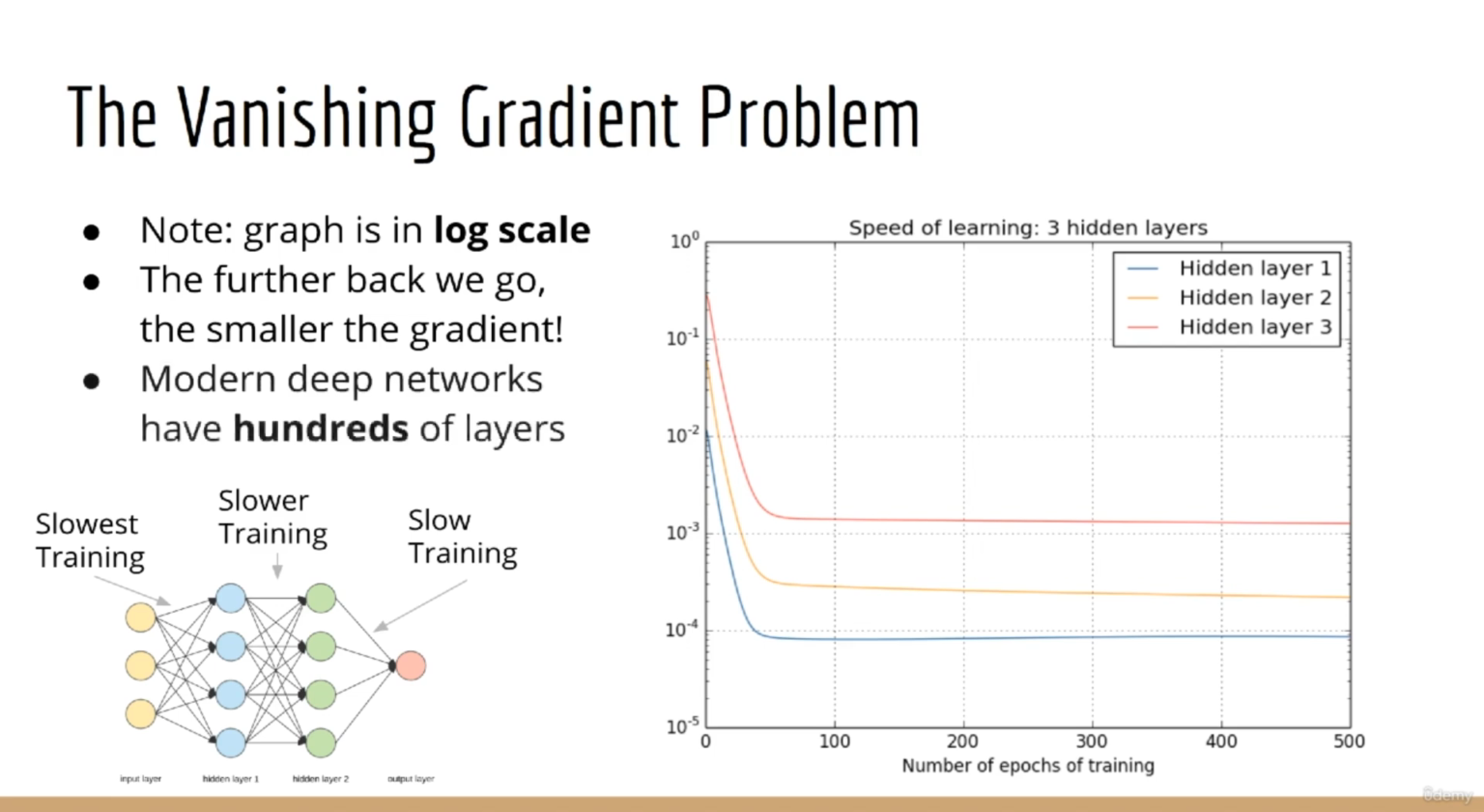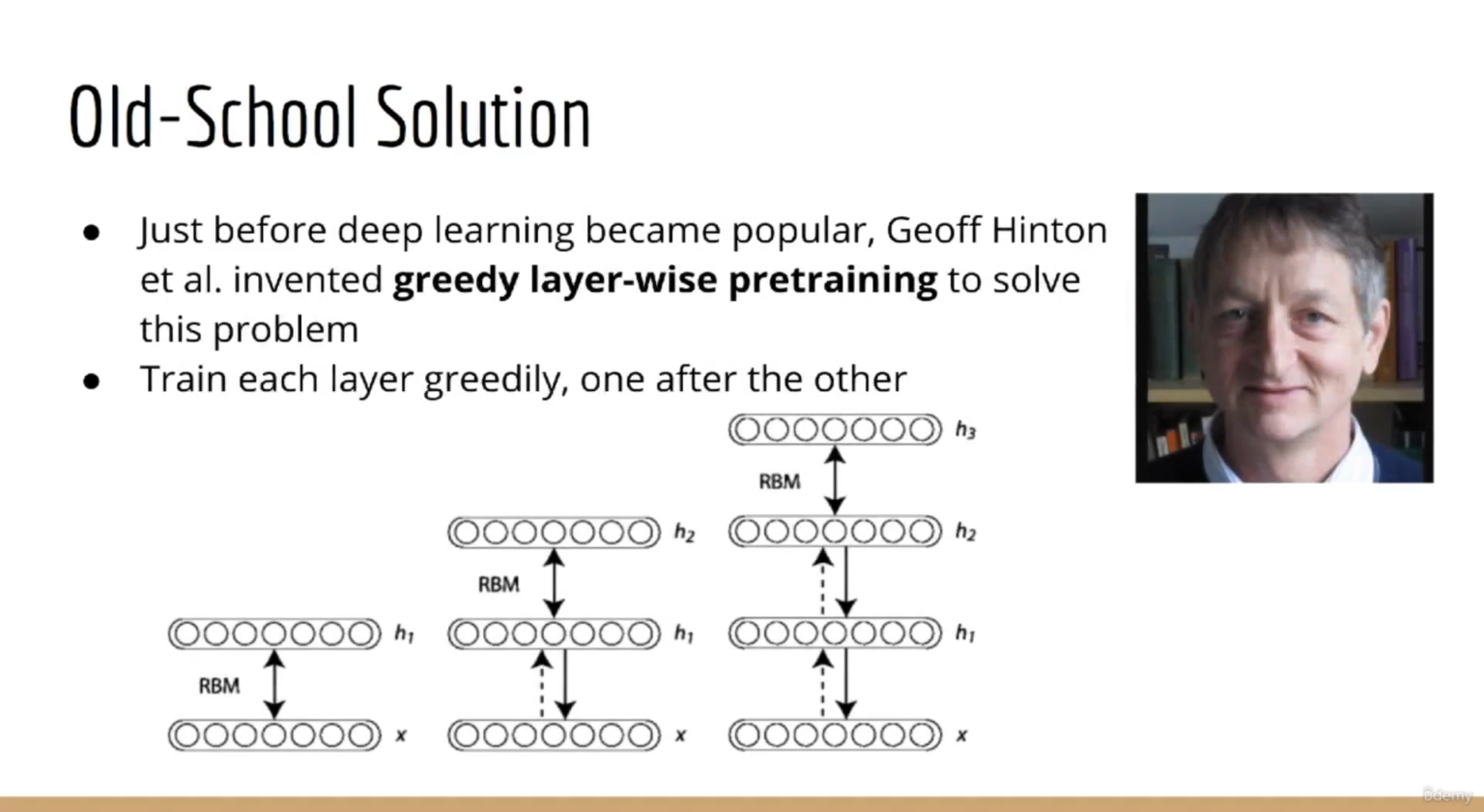This was a problem in the olden days, which prevented us from building very deep neural networks like we have today, which can have hundreds of layers. Back in the day, there was lots of theory around how to solve this problem. One method was called greedy layer-wise pre-training, which was invented by Geoffrey Hinton and his students.